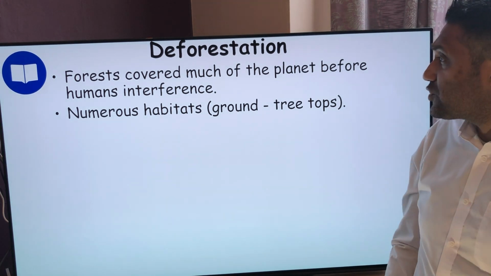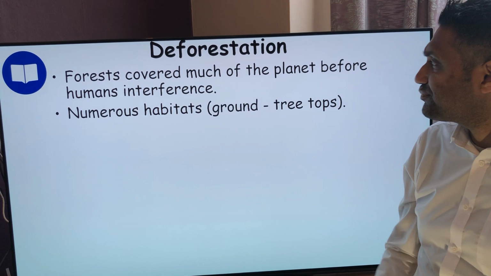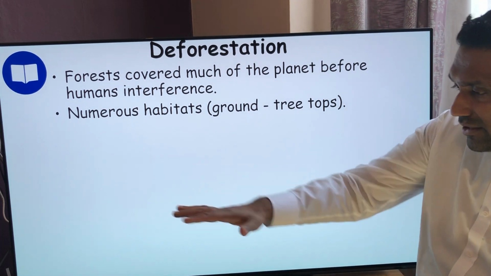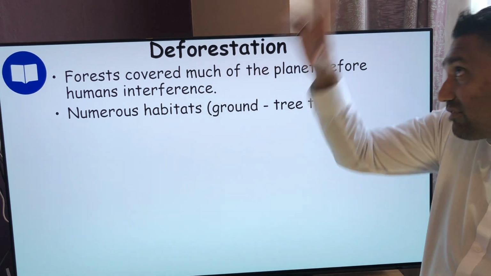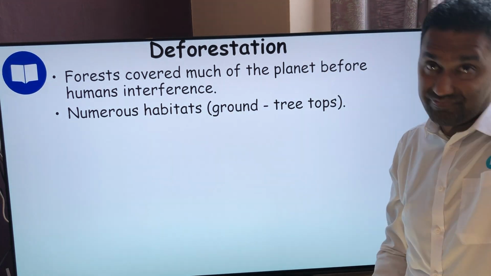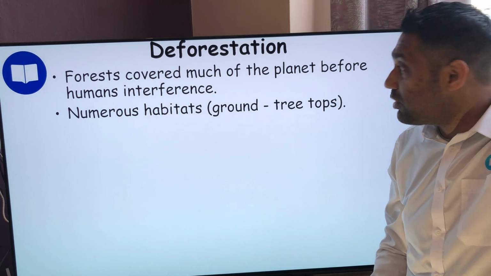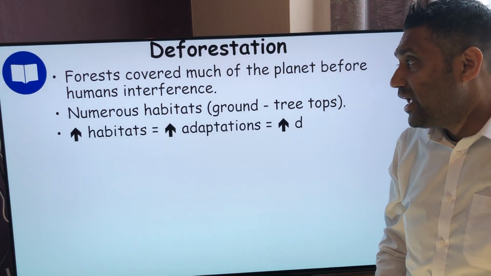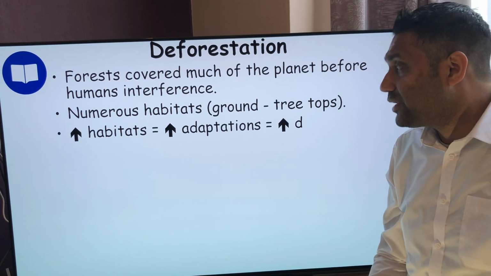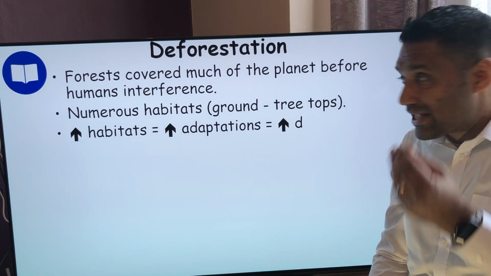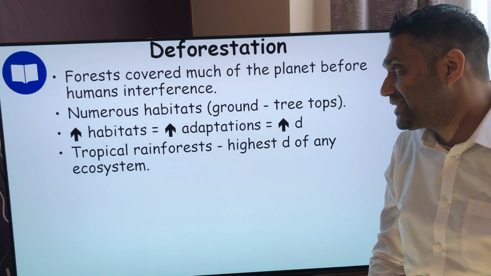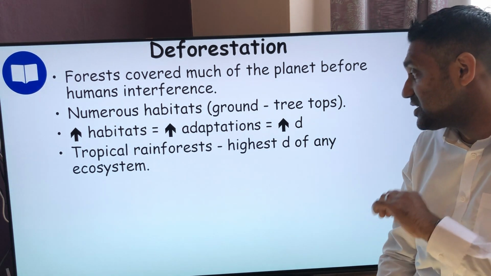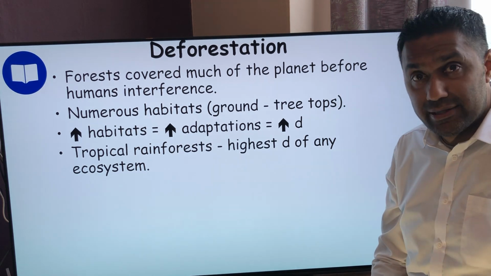But anyhow, there are numerous habitats: the ground, with lots of organisms living in the ground of the forest, the middle of the trees, the branches, and then right high up in the canopy at the top. All sorts of different organisms and species live in there. If you increase the number of habitats, the more different adaptations there are, and you increase the species diversity. Tropical rainforests have the highest species diversity of any ecosystem on the planet.